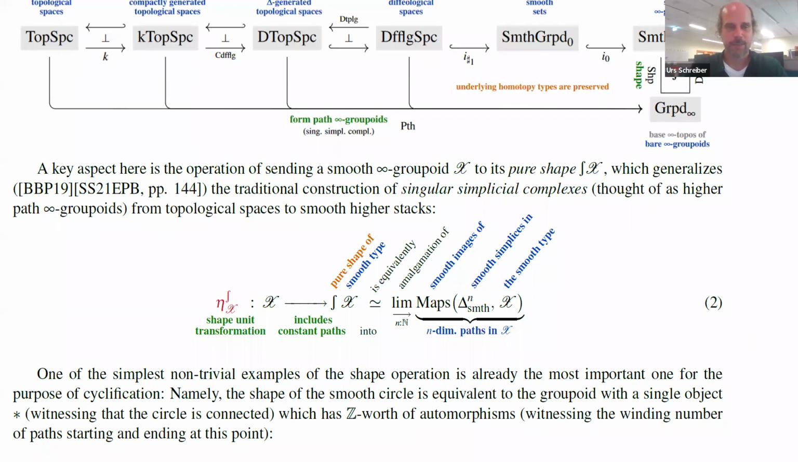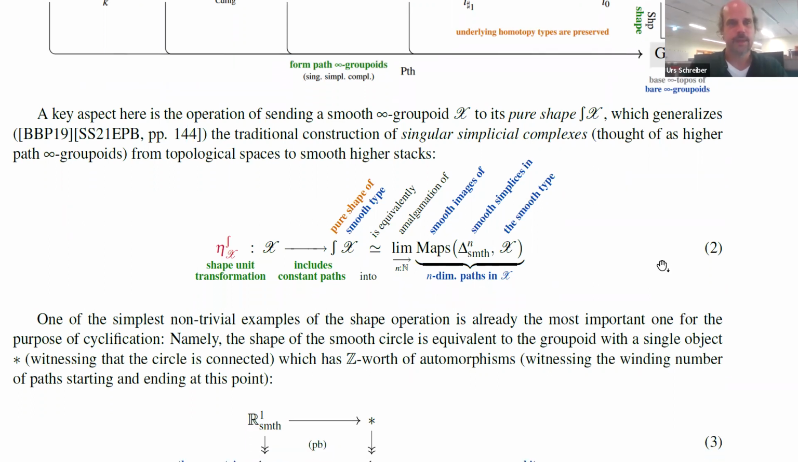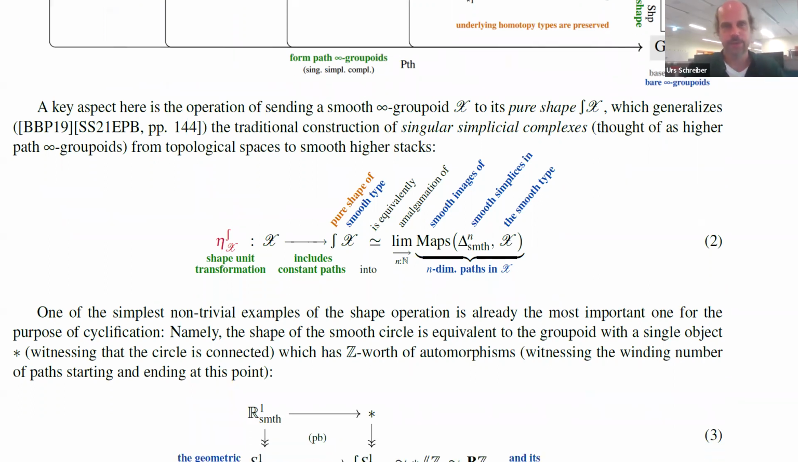And the way to think about it is simply, if we understand the shape by this formula as being the higher path infinity groupoid of X, then this is just the inclusion of the constant paths. It sends every point, maybe generalized point, of these stacks just to the higher path constant on this. So this construction is really important for what follows, and that is the intuition you should have.